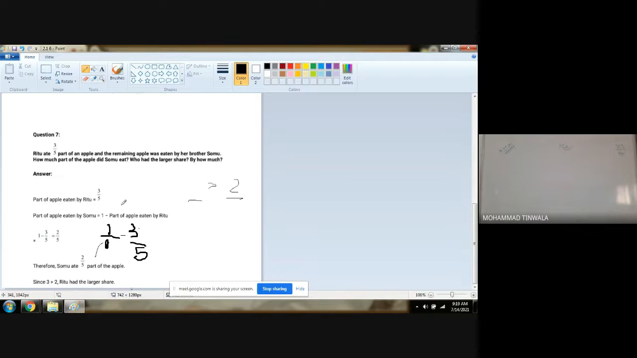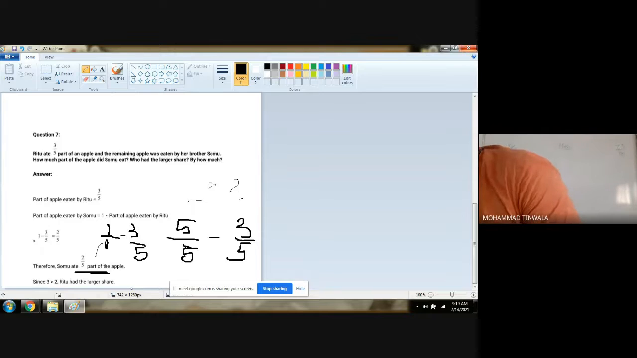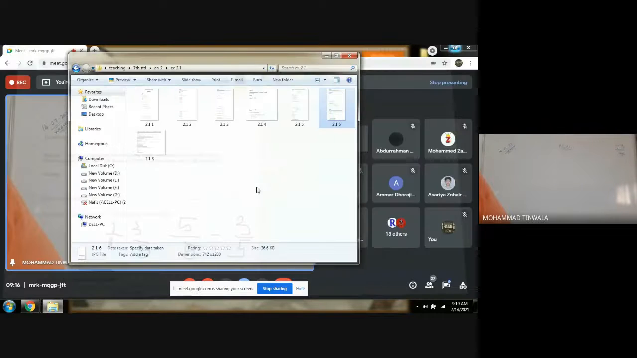So now, in this first part, 1 is the total, so 5/5 will be the fraction we got for the first one, minus 3/5. So you will get 2/5 as the part of an apple. Since 3 is greater, Ritu has the larger share. Okay? So this will be your homework. You have to do it on your own.